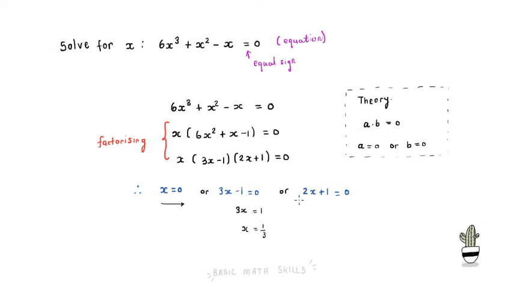We'll do the same thing for this last factor, and that will give us 2x is equal to negative 1 this time, and then finally x is equal to negative 1/2.